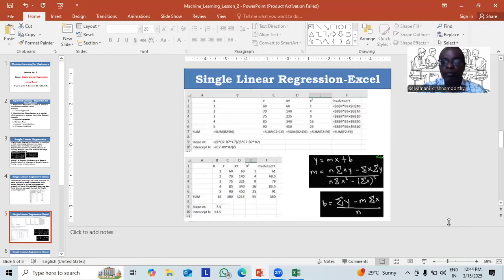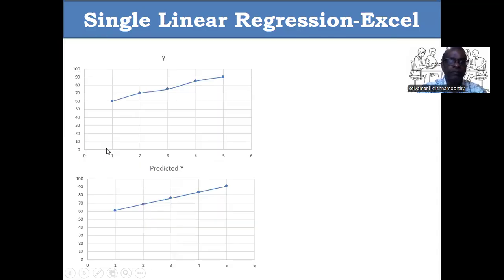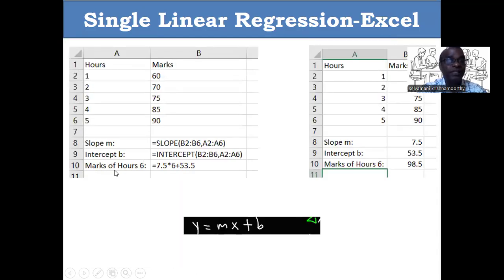Now, what is our main aim? 1 to 5, it is already there. Our system is properly trained. More or less, it gives the correct value. Even though it is not exact, more or less it is correct. But my aim is what? If any student studied for 6 hours, what is the exact value you will get?